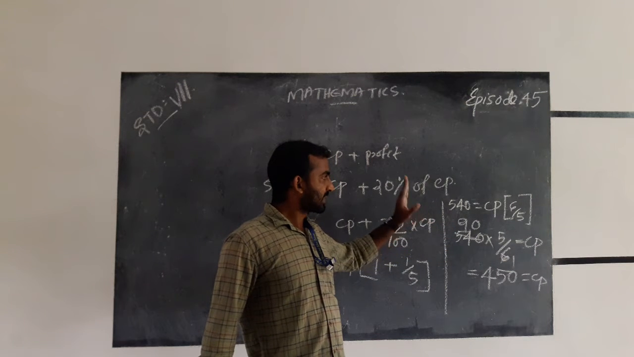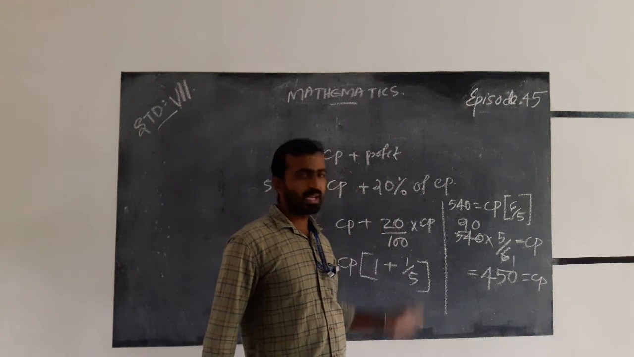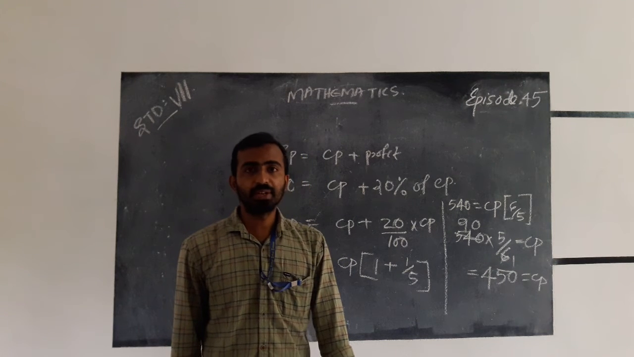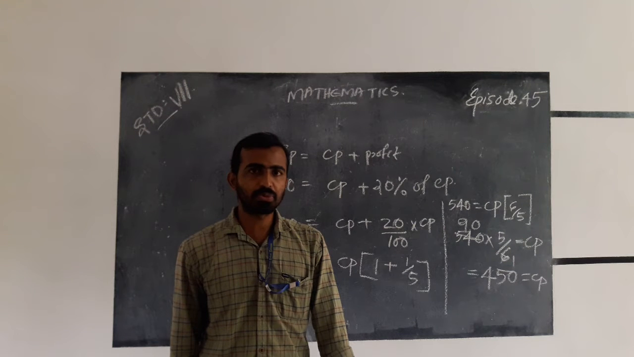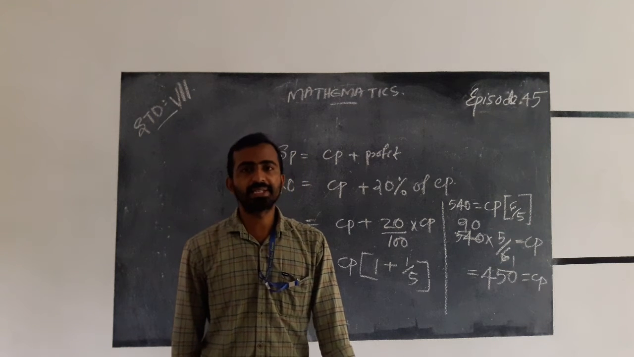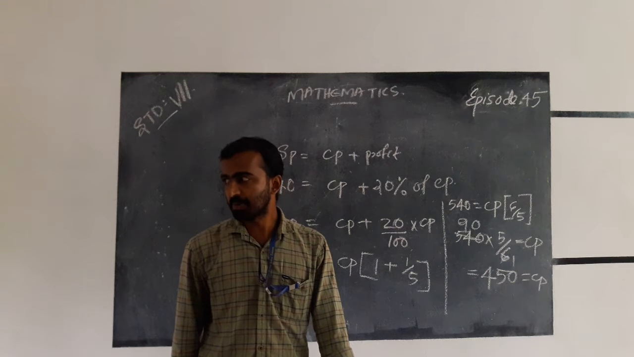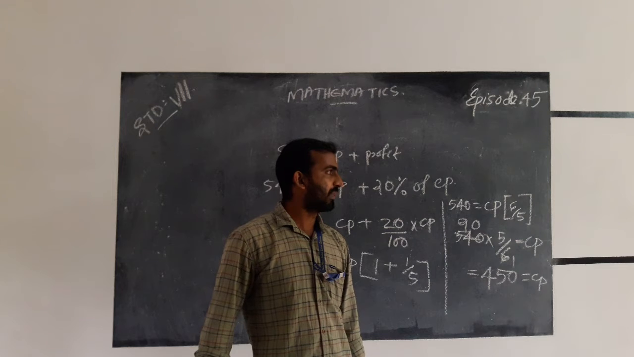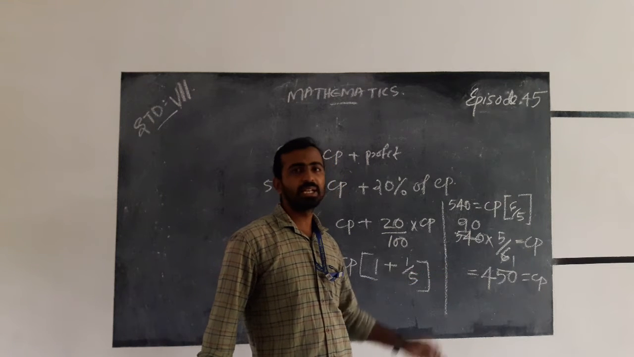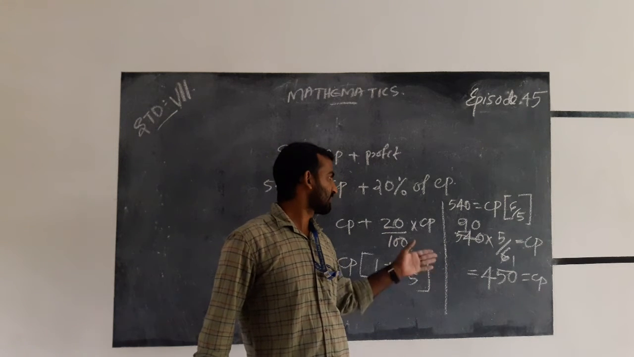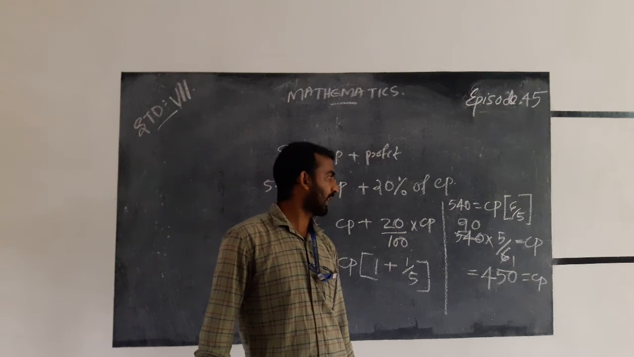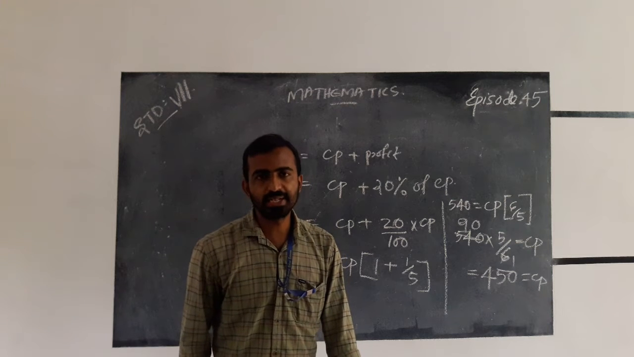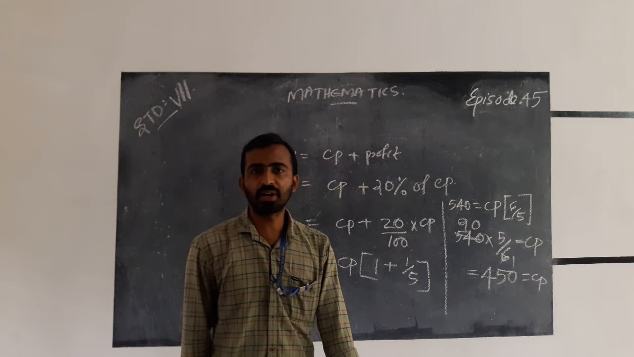That is, we transpose 6 by 5 to the left side. We take the reciprocal because there is multiplication. When multiplication is transposed to the left side or right side, it goes to division. That is, when dividing by a fraction we take the reciprocal. That is, we take 540 into 5 by 6, that is equal to CP. That means CP equals 450.